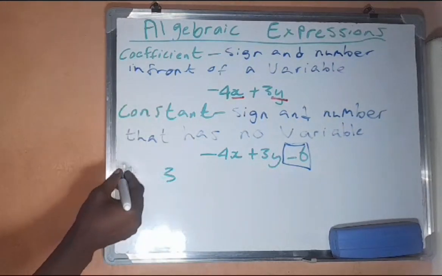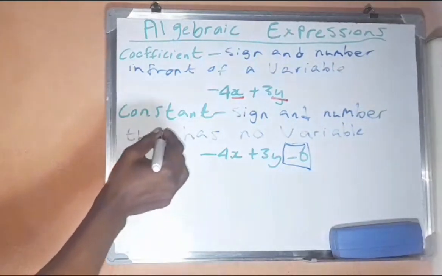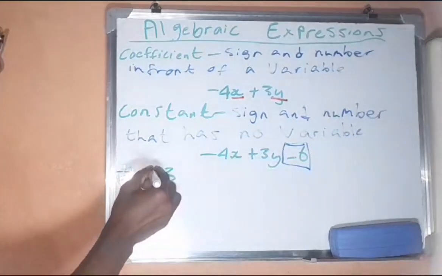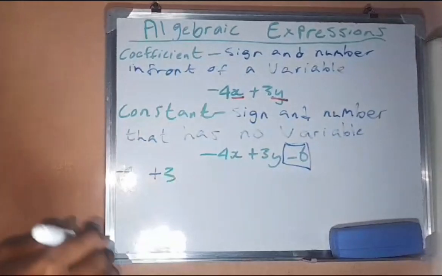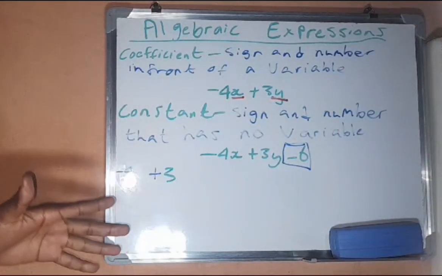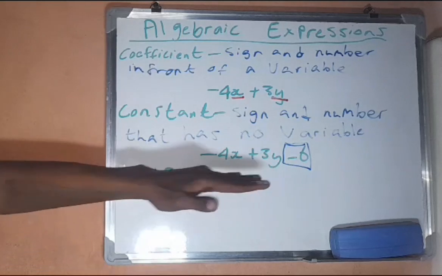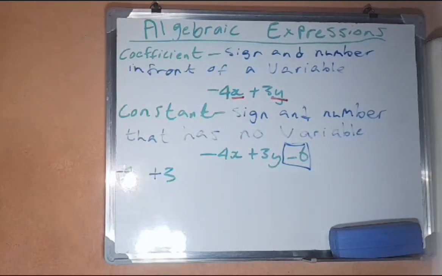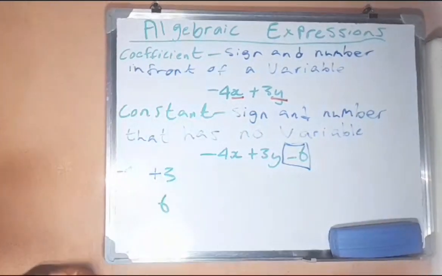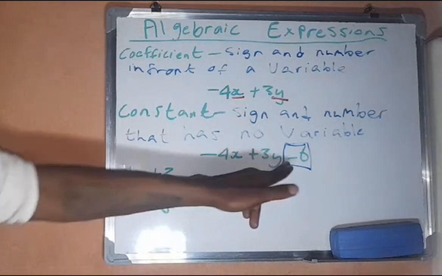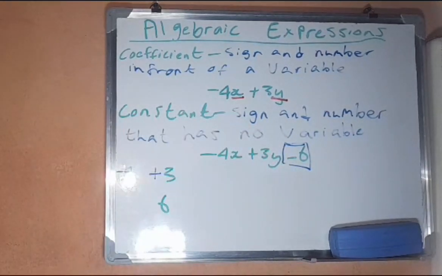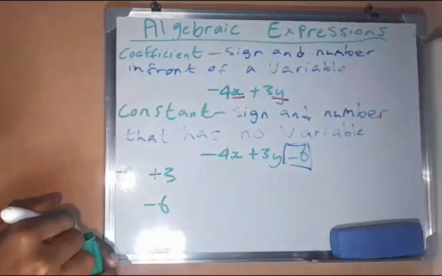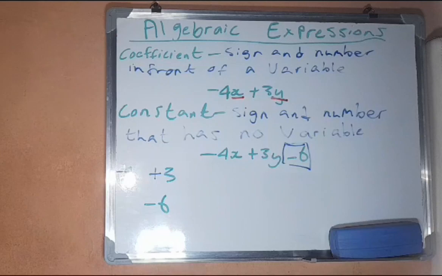So our coefficient of x is minus 4, and our coefficient of y is plus 3. Those signs, you write them. Even with a constant, when we're given an expression and asked to write the constant, the constant is not just 6. If you write just 6, you are saying it's positive 6, which is wrong, because this is minus 6. So it's minus 6, not just 6. That is the awareness I was trying to raise here.